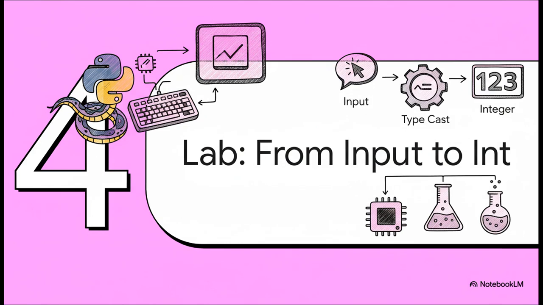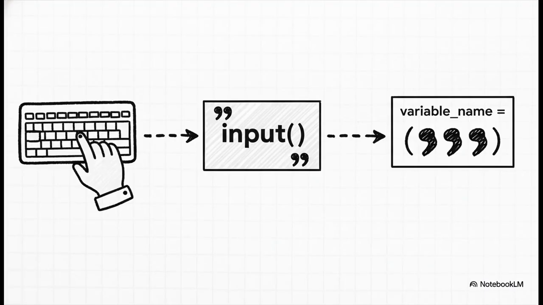Okay, enough theory. Let's get our hands dirty. It's time for a lab where we'll apply this to a real-world scenario you're going to use all the time, taking input from a user and actually using it in a calculation. First thing, we use the input function to ask the user to type something. Now, burn this into your memory. The input function always gives you a string. Always. It doesn't matter if the user types the number 7 or the word hello. To Python, it's just a sequence of characters, a string.